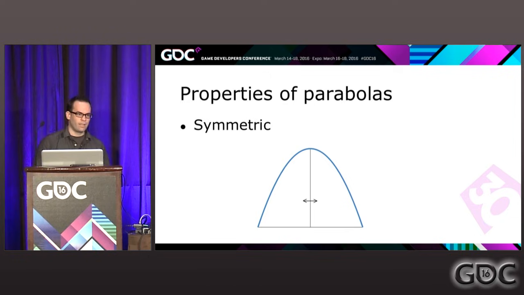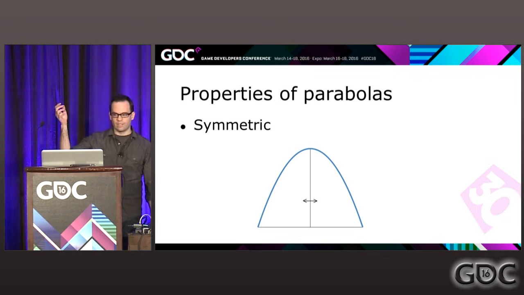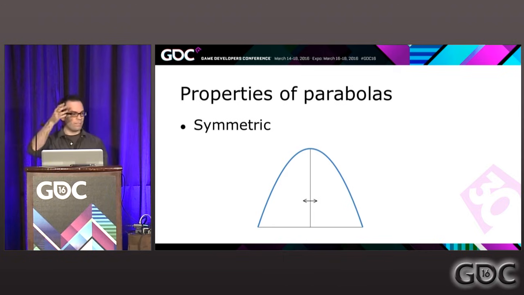Every parabola is symmetric about an axis of symmetry that intersects its vertex, what we would think of as the peak of the jump. So what that tells us is that the duration of time from when we leave the ground to when we reach the peak of the jump is going to be the same as the time from the peak of the jump back down to the ground again.